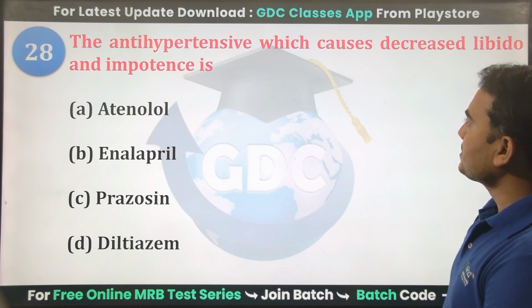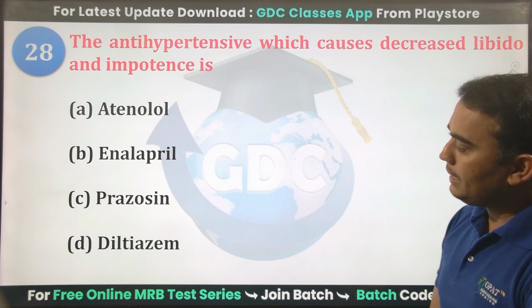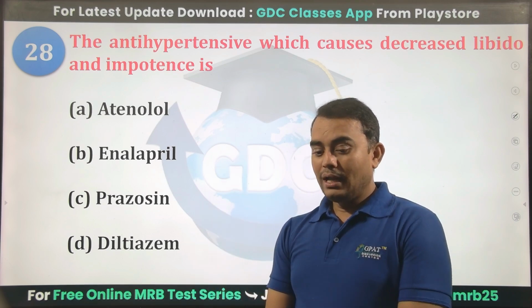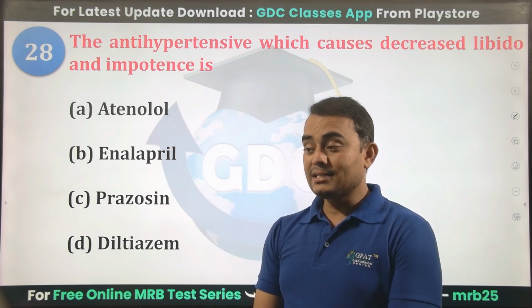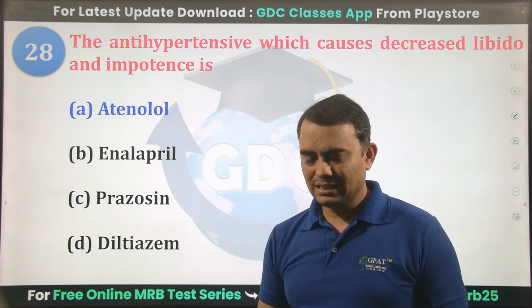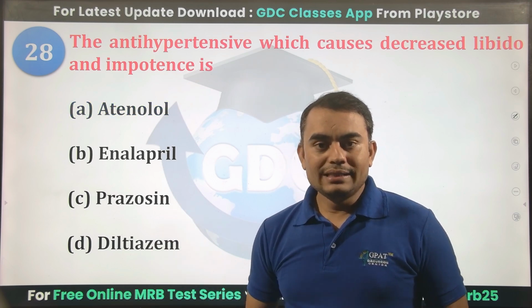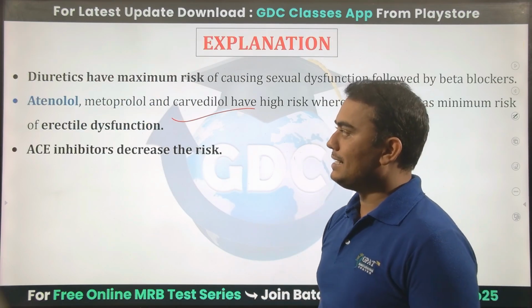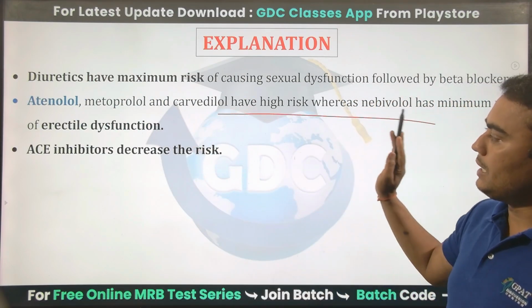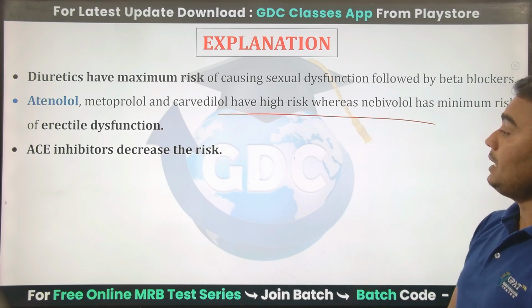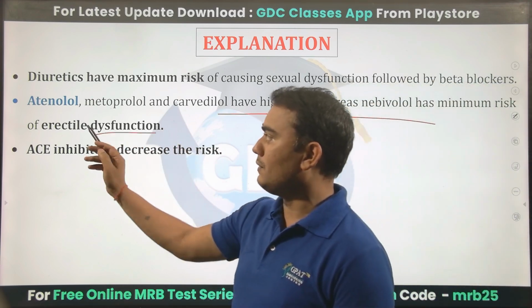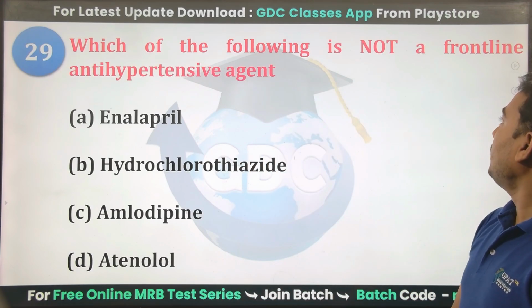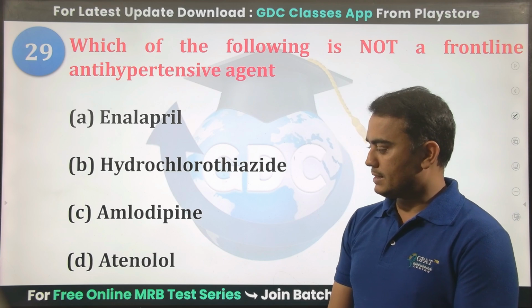The antihypertensive which causes decreased libido and impotence. Decreased libido and impotence, that is alpha blocker. The selective beta 1 blocker, atenolol. Yes, atenolol, metoprolol, carvedilol have high risk, whereas nebivolol has the minimum risk of erectile dysfunction. Okay.